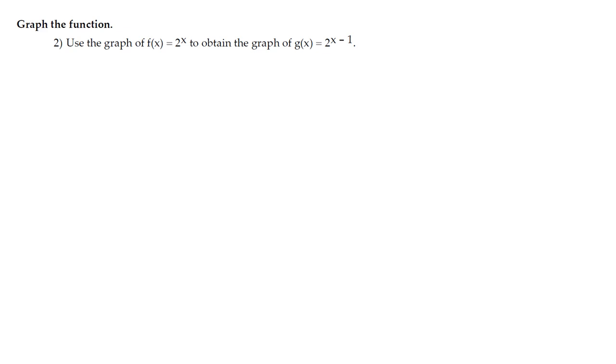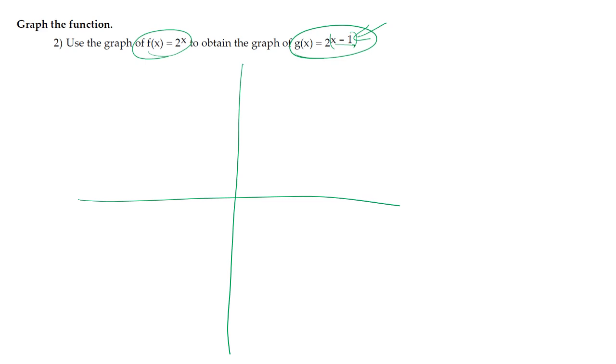So now we want to take that and adjust it. So we're going to use that graph of 2 to the x so we can graph 2 to the x minus 1. Notice this minus 1 is up in the exponent, and so that's the inside of the function. And so in that case, if we're subtracting 1 from inside the function, we're going to move to the right 1 unit.